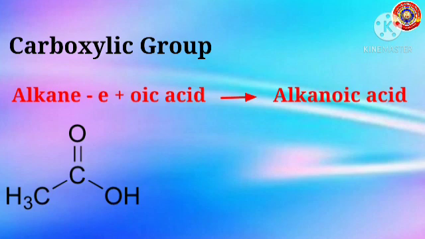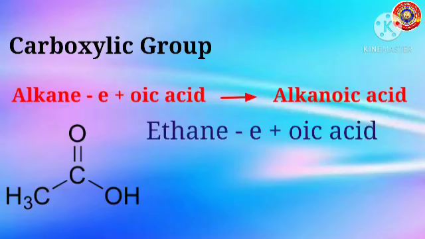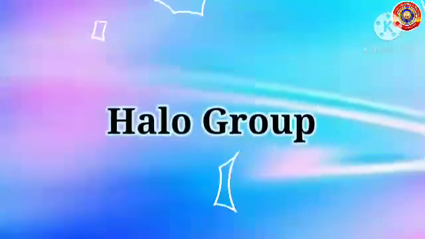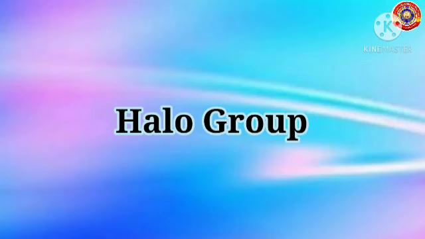Consider another alkanoic acid, CH3COOH. There are two carbon atoms in this compound, right? And one carbon is a part of a main chain. So, the IUPAC name of the compound is ethane minus E plus oic acid gives ethanoic acid. Is that clear? The next functional group that we are going to learn is halo group.